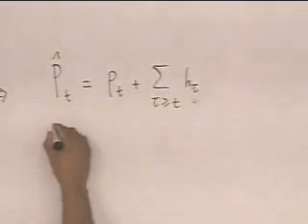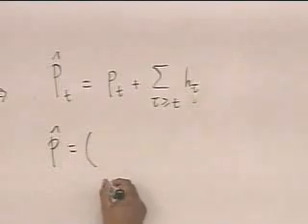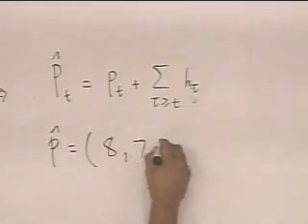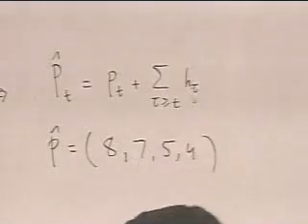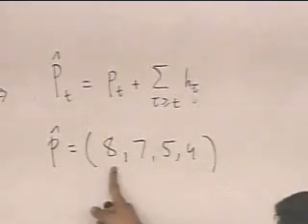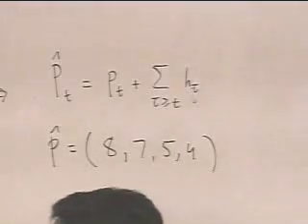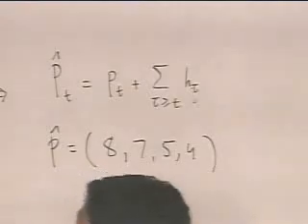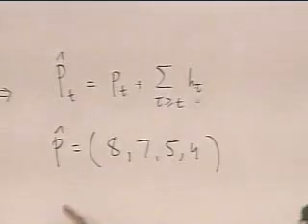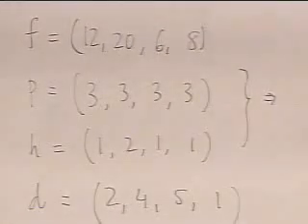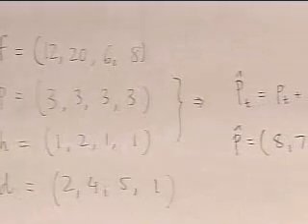P hat has these numbers 8, 7, 5, and 4. Let's just verify. The first one would take this number and add to it everything. So the sum of all the holding costs is 5 plus 3, which is 8. The next number over here would be this number plus the sum of all of these, so that's 4 plus 3, 7, and so on. Okay, so it's just an addition of these things.